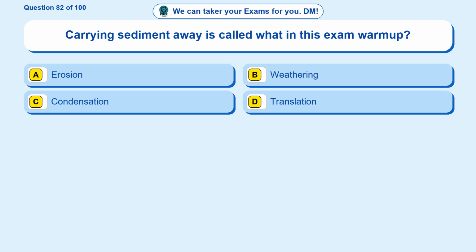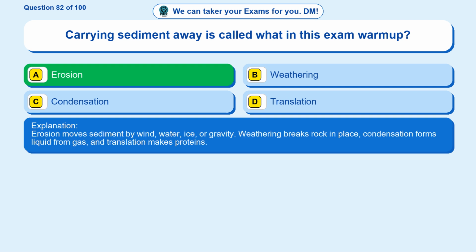Question 82. Carrying sediment away is called what in this exam warm-up? Option A, erosion. Option B, weathering. Option C, condensation. Option D, translation. The correct answer is option A, erosion. Erosion moves sediment by wind, water, ice, or gravity. Weathering breaks rock in place, condensation forms liquid from gas, and translation makes proteins.